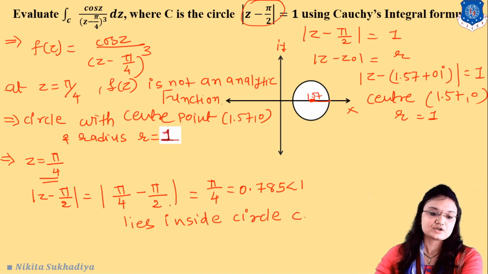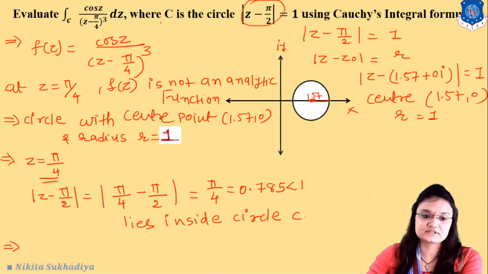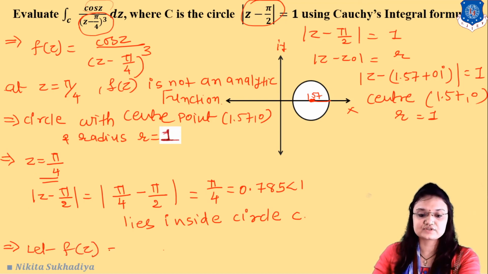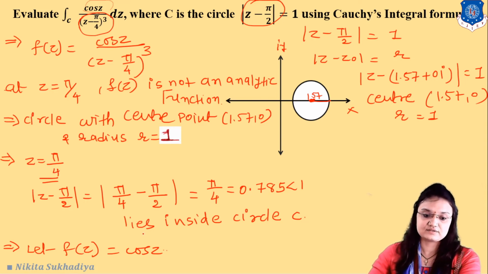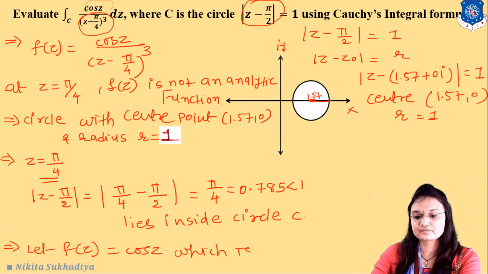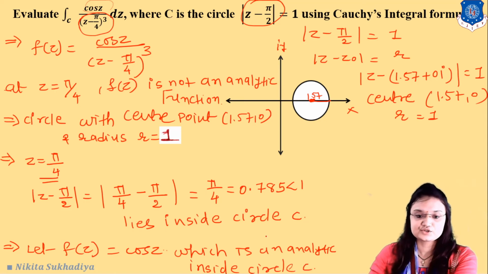C. Okay. So now here, except (z - π/4) raised to the whole cube, we have a function. So we have the function for this point z = π/4, that is cos z. So here let the function f(z) = cos z, for this point z = π/4, which lies inside the circle C. And we can say that the function f(z) = cos z is analytic inside circle C.